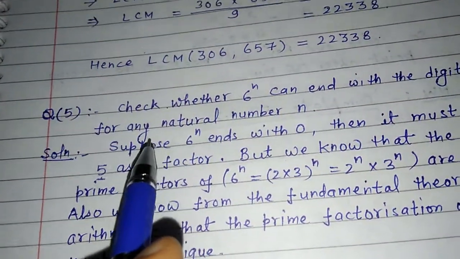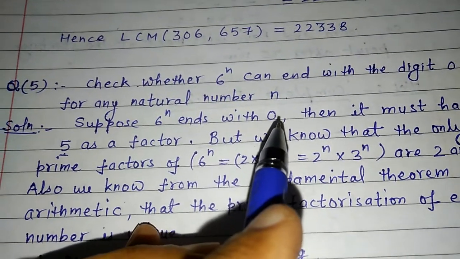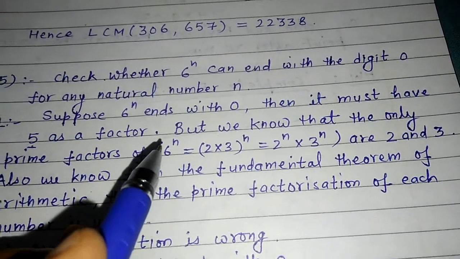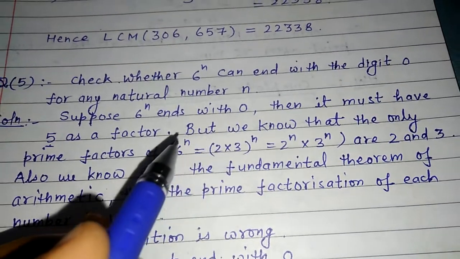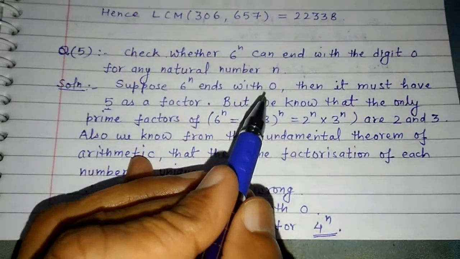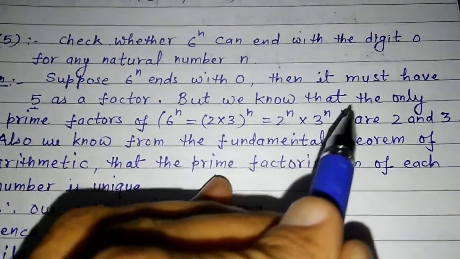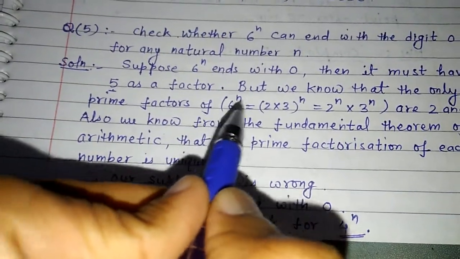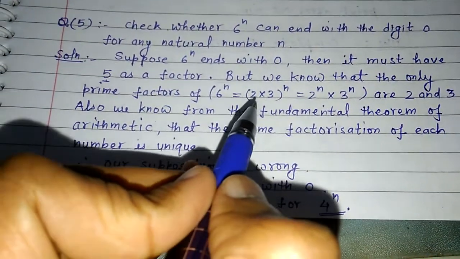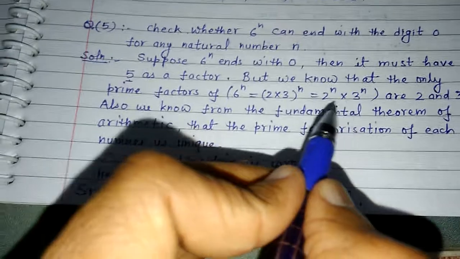So suppose that 6 power n ends with the digit 0, then it must have 5 as a factor, because we know that if a number ends with 0, then that number must be divisible by 5. So if 6 power n ends with the digit 0, then it must have 5 as a factor. But we know that the only prime factors of 6 power n are 2 and 3, because if we write 6 power n as 2 into 3 power n, which can be written as 2 power n into 3 power n.